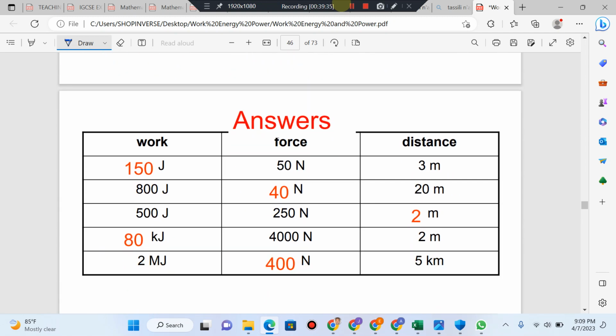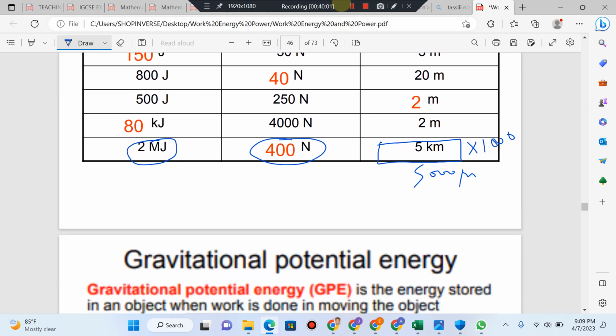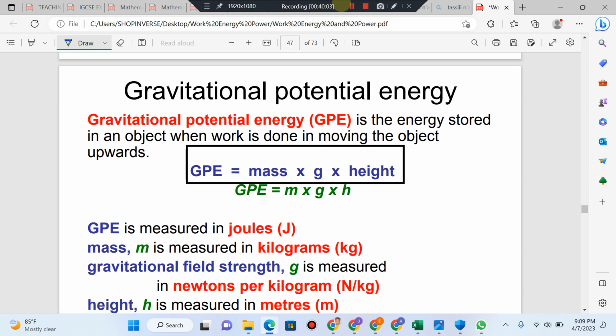Thank you. So these are the answers to the questions. If you have solved them all, this is what you should have gotten. If you have made any mistake, your mistake must have been on this distance, 5 kilometer. You convert to meter by multiplying by 1000. So if you have multiplied this 5 by 1000, you get 5000 meters as the distance. So if you divide your 2 million joules by 5000 meters, you would have gotten 400 Newton as your answer.